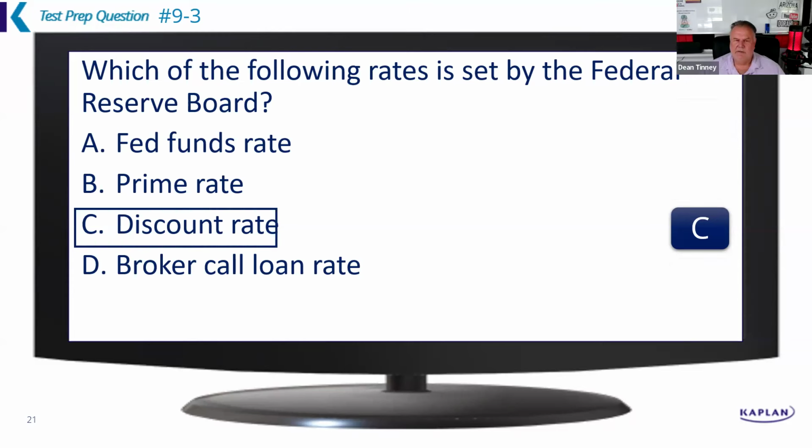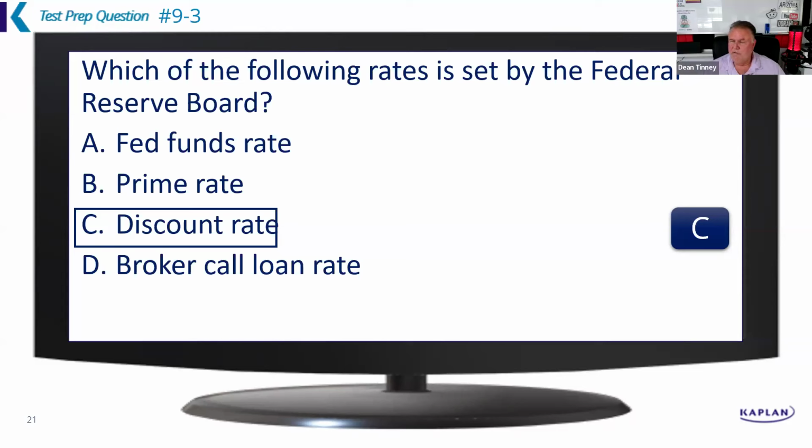Let's just do the others. Which of these rates is the most volatile? Changes the most often. Fed funds. Federal funds, right? Most volatile. Which of these is banks with excess reserves lending to banks with deficient reserves? Fed funds. Fed funds is banks with excess reserves lending to banks with deficient reserves, and it's most volatile. Chance to redeem yourself.